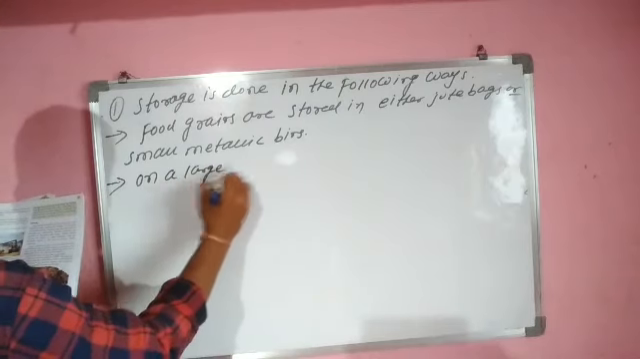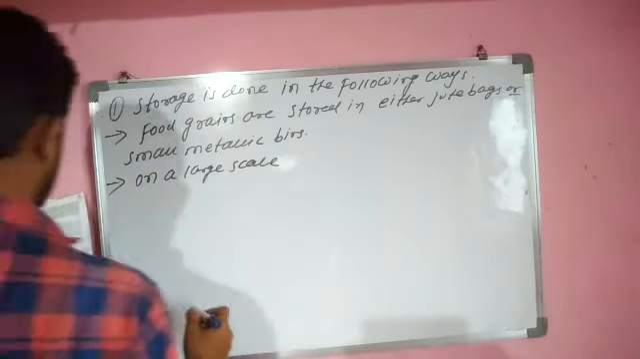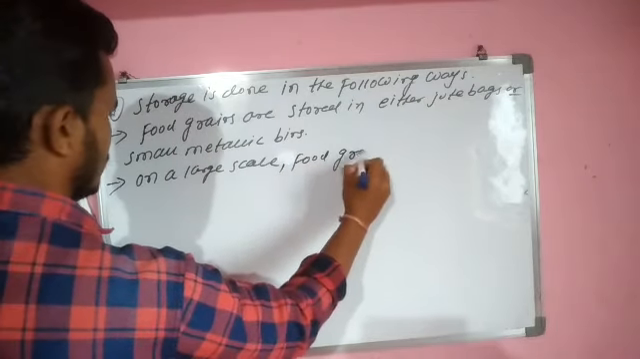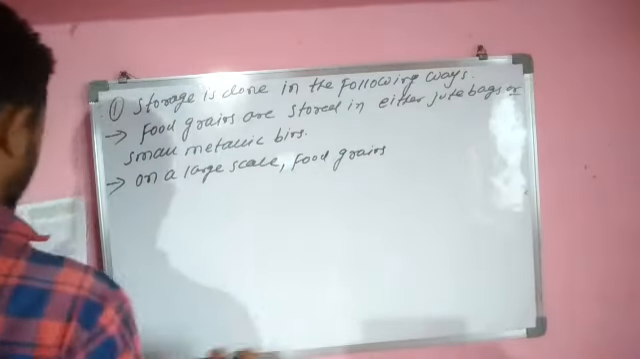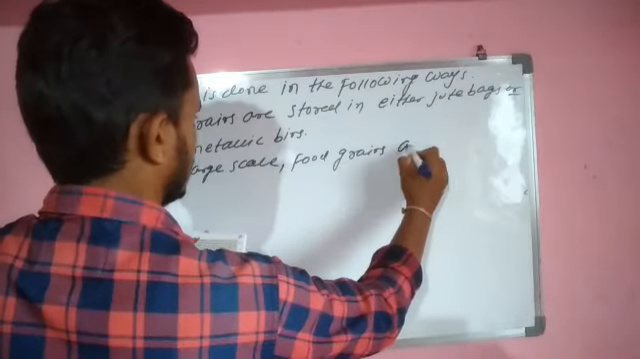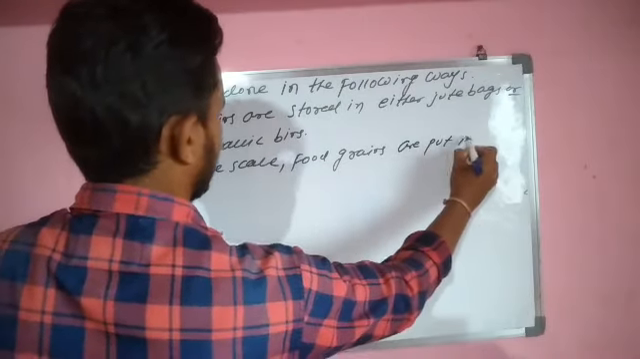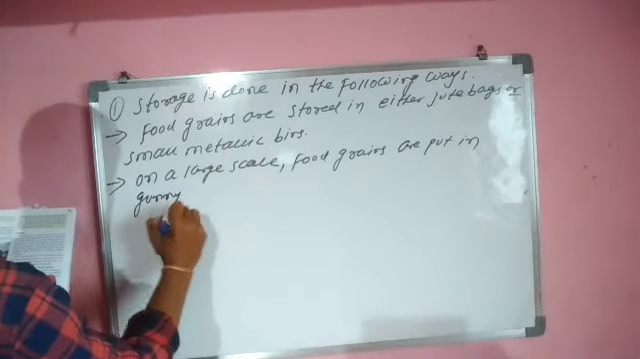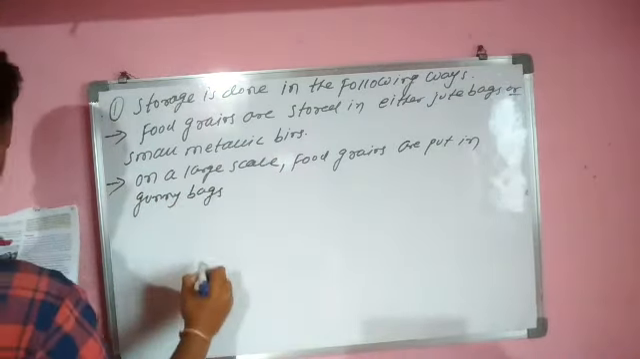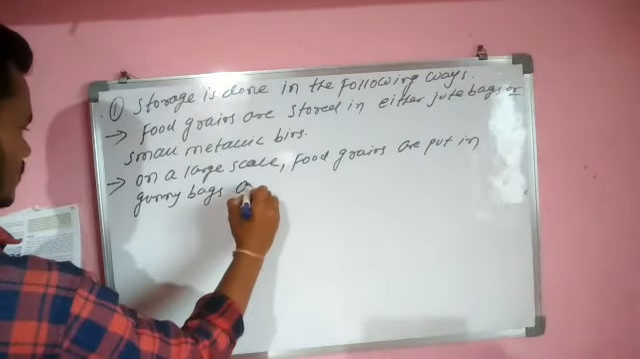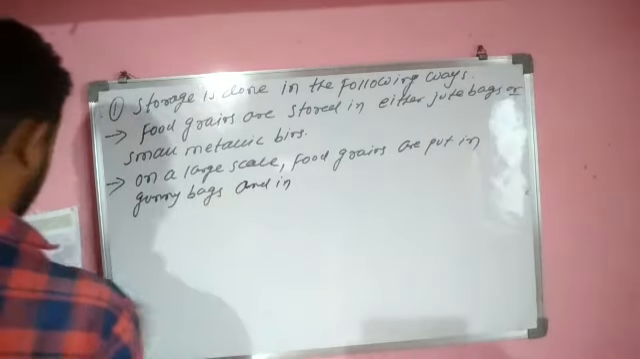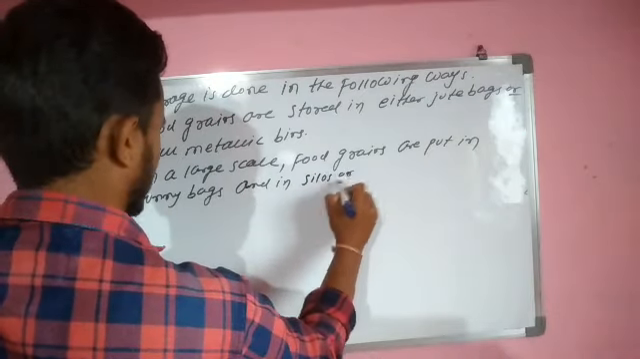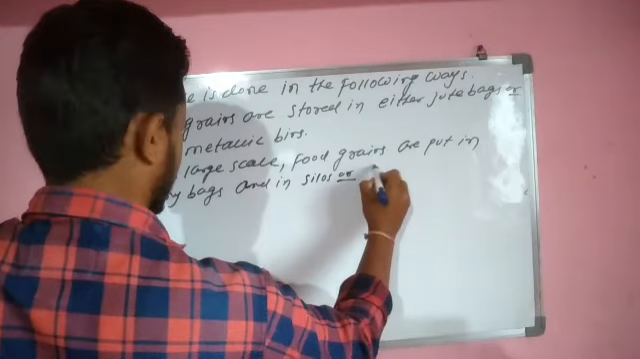Number 2, on a large scale, food grains are put in gunny bags and silos or granaries.